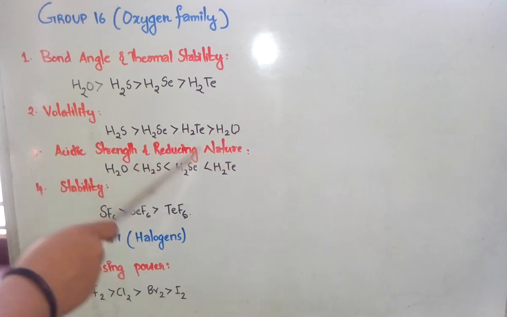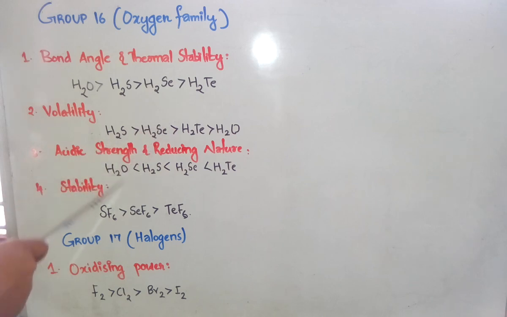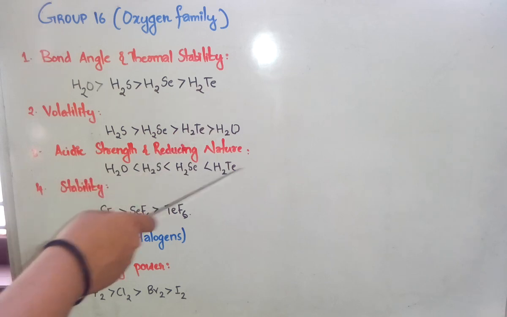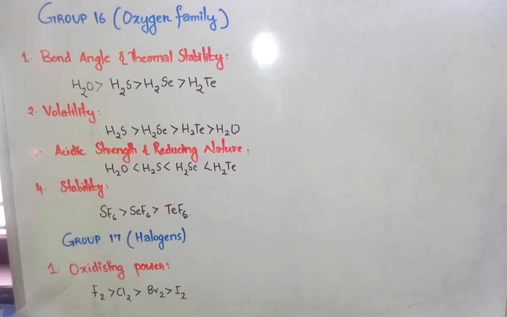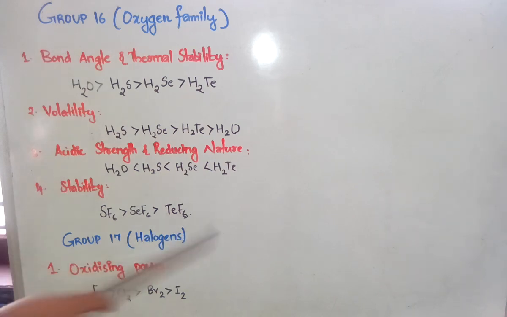Then acidic strength and reducing nature. It is the reverse of thermal stability. Acidic strength is the least for water and most for H2Te. Then stability. We are comparing the stability of the fluorides, where SF6, sulfur hexafluoride, will have the most stability, and TeF6 will have the least among these three. That's all about group 16.